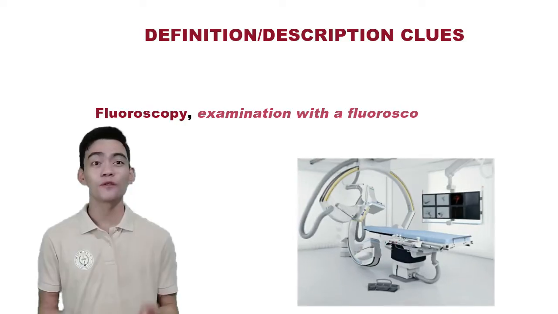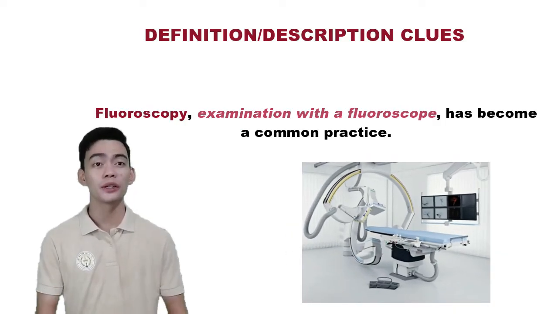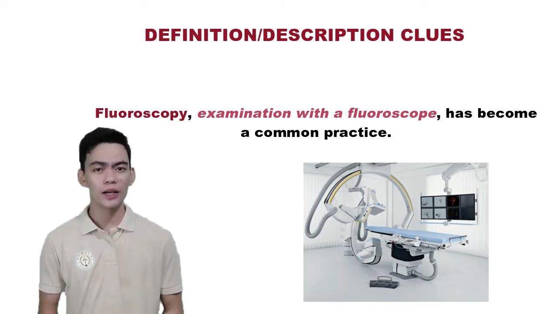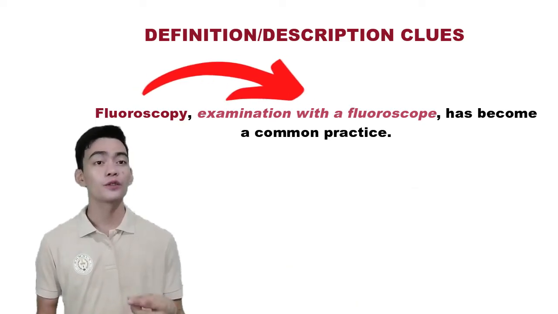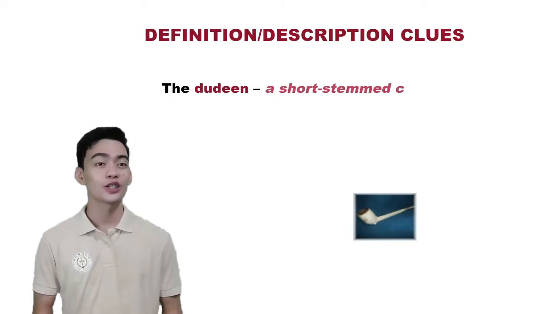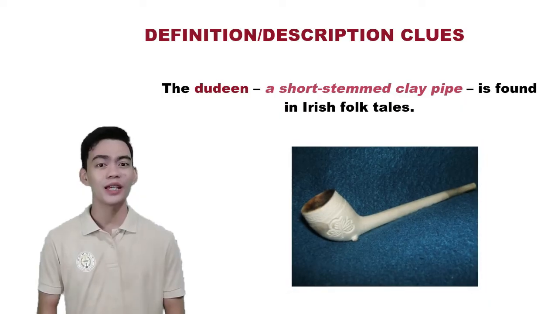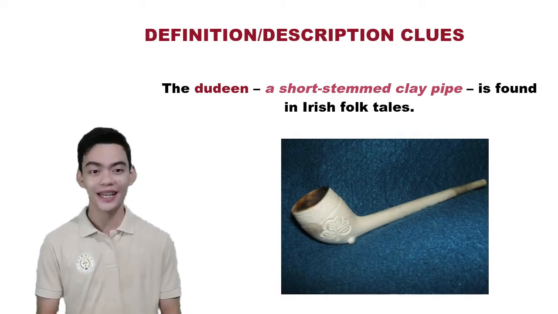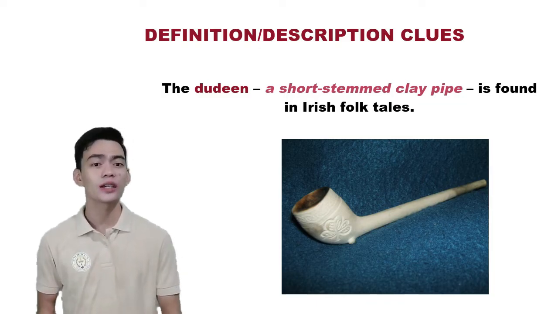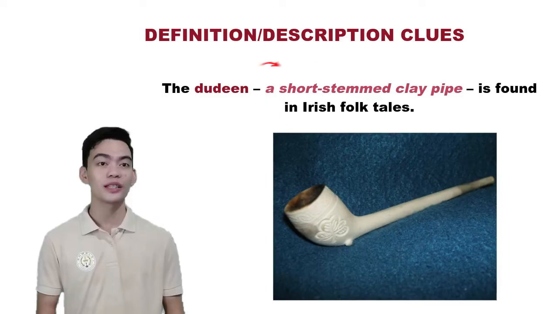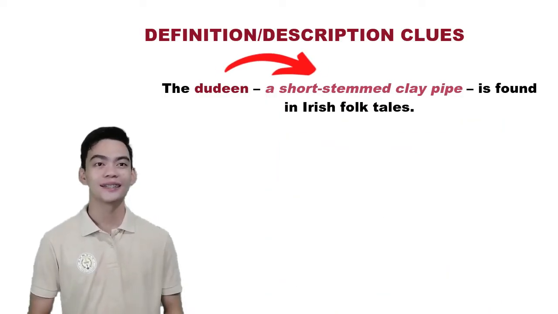Another example: "Fluoroscopy, examination with a fluoroscope, has become a common practice." The commas before and after "examination with a fluoroscope" point out the definition of fluoroscopy. How about this? "The dudeen, a short-stemmed clay pipe, is found in Irish folk tales." The dashes setting off "a short-stemmed clay pipe" point out the definition of dudeen.